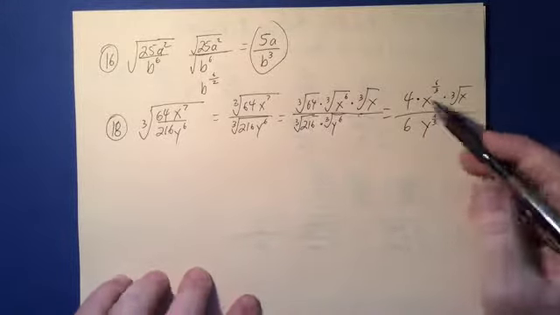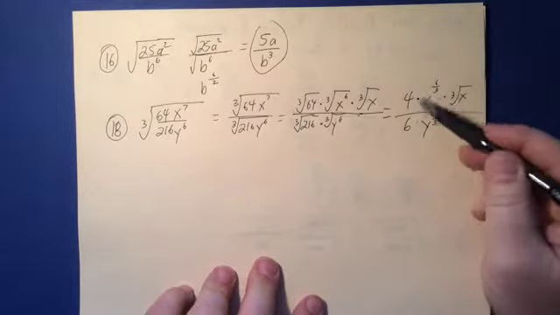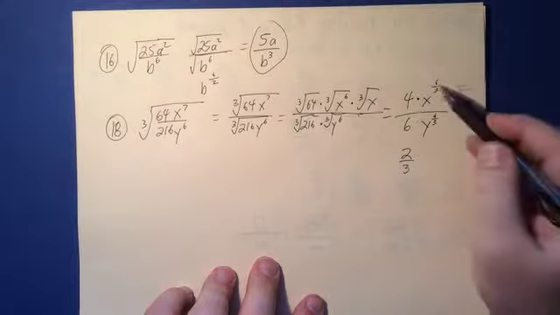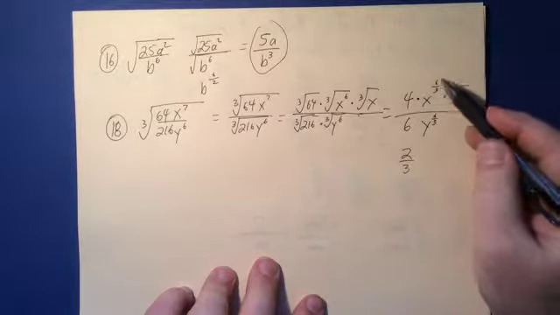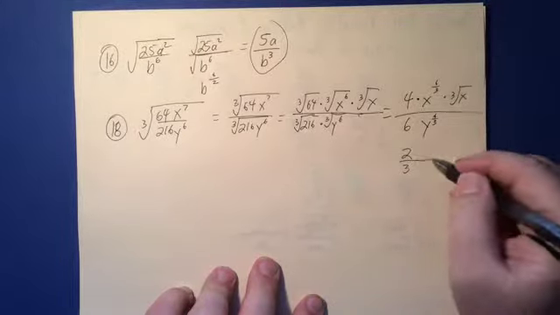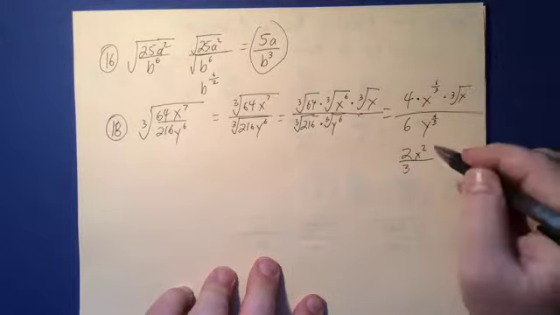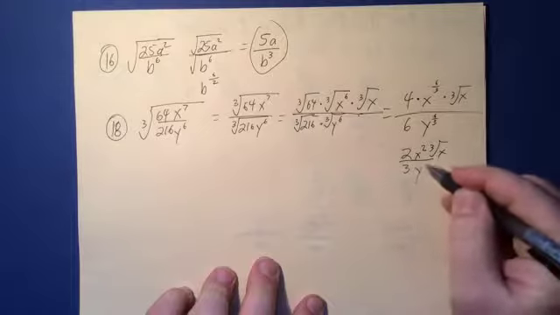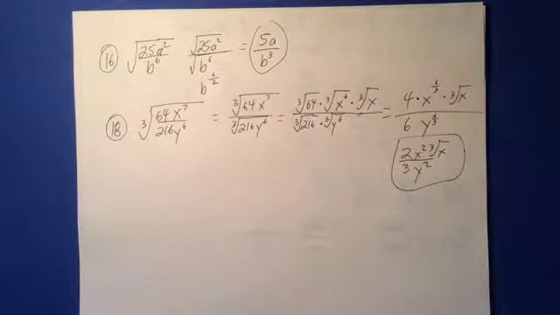So when I simplify this a little further, well, 4 divided by 6, I can reduce that to 2 over 3. I have y to the 6 over 3, or x to the 6 over 3. That's going to be x squared times the cube root of x. At the bottom, y to the 6 divided by 3 is going to be y squared. And that is as simple as I can get the answer to question 18.